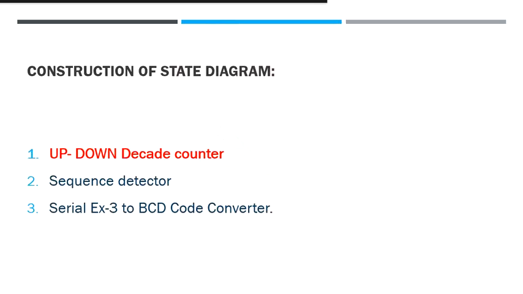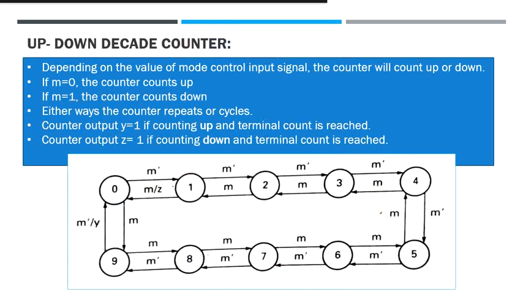To begin with the first concept, that is the up down decade counter. Here we create the state diagram for a synchronous decade counter. The counter is to count up or down in binary depending upon the value of the mode control input signal. When the mode control input signal m is equal to 0, the counter is to count up, and when m is equal to 1, the counter is to count down.